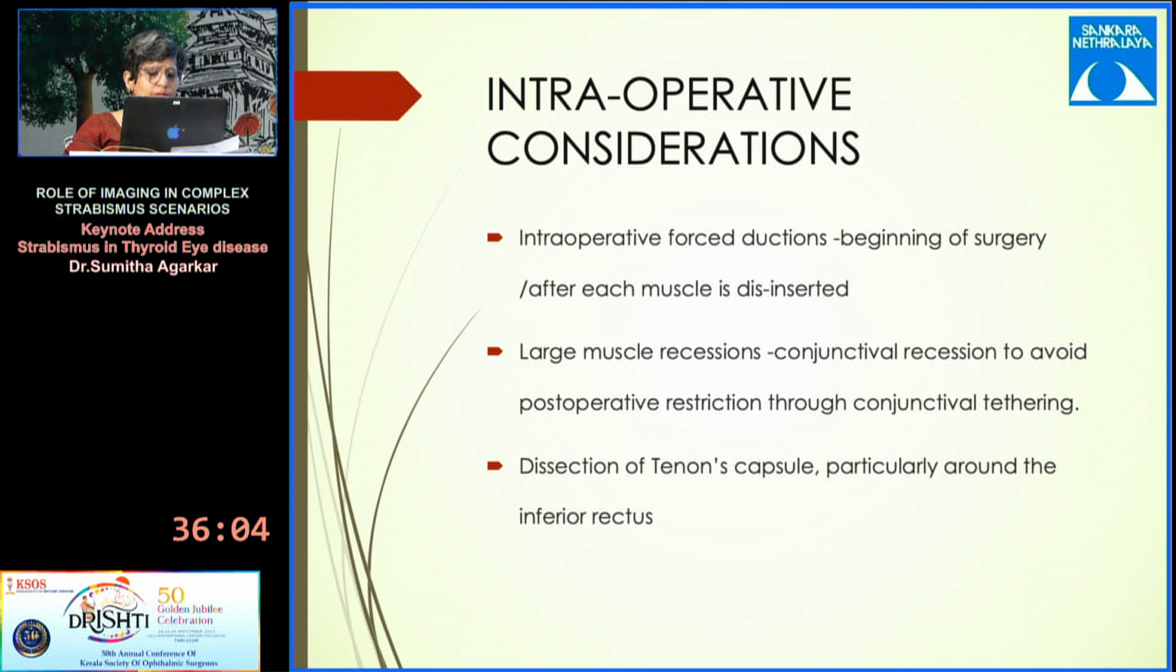Intraoperatively, perform ductions. Forced duction test is essential before and after the surgery, and also after the conjunctival closure. In large muscle recessions, you should also plan a small conjunctival recession, because sometimes the conjunctiva can produce a tether of its own. Dissection has to be very neat, particularly around the inferior rectus, so that worsening of lid retraction can be avoided.